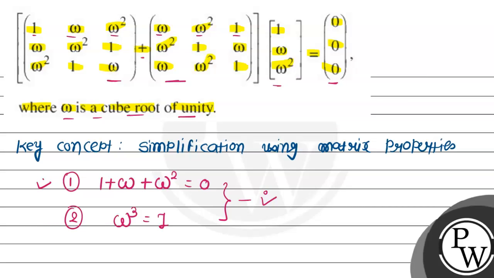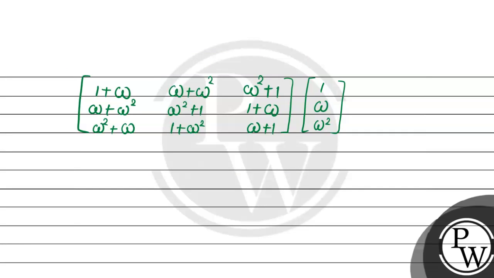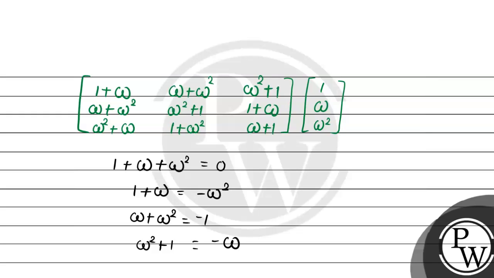Now I have discussed one property of the cube root of unity, that is 1 plus omega plus omega square equal to 0, right? So can I write 1 plus omega is equal to minus omega square? Also omega plus omega square equal to minus 1. Sorry, this will be minus 1. Also omega square plus 1 is equal to minus omega, right?